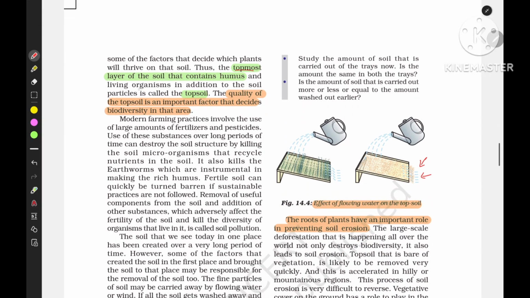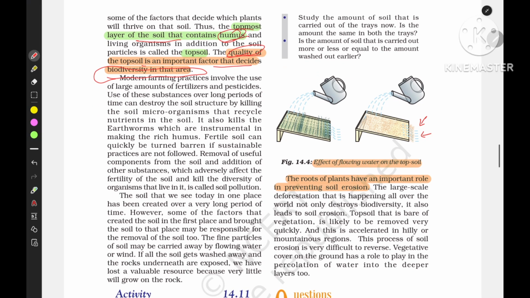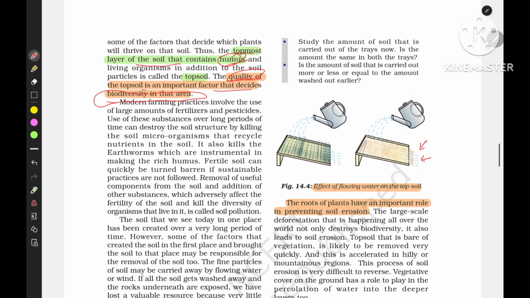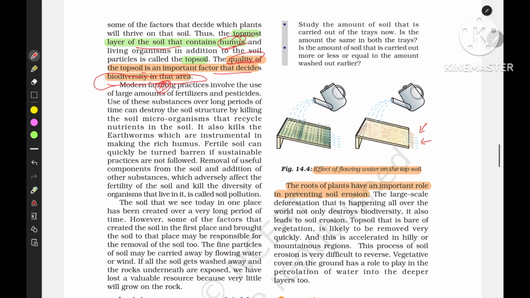The top layer of a soil is the layer which contains humus. And the quality of the topsoil is an important factor that decides the biodiversity of that area. So the quality of the topsoil decides the number of species and diversity, and what kind of animals can inhabit that area.